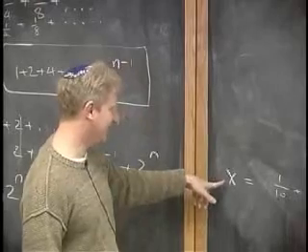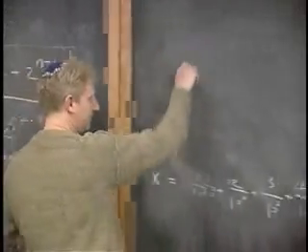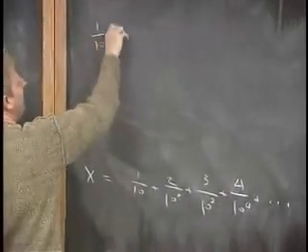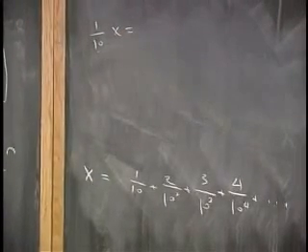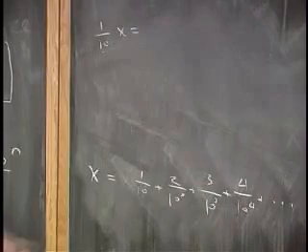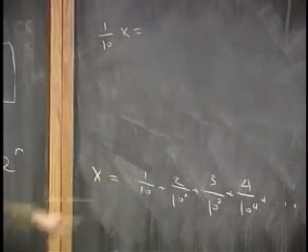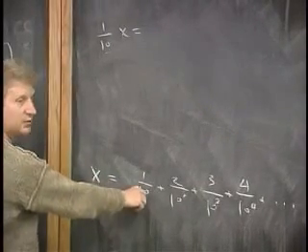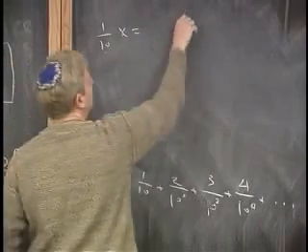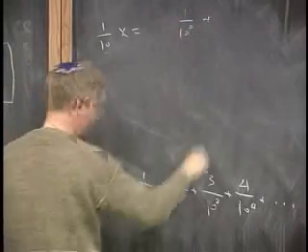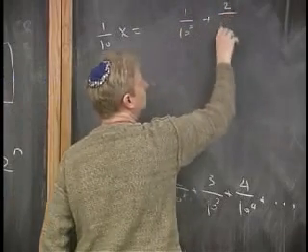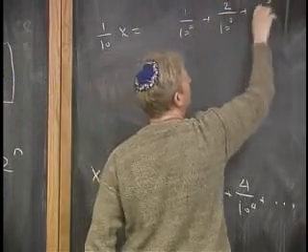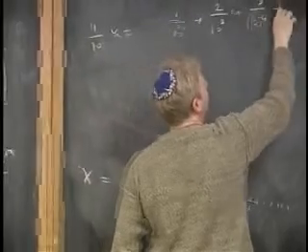All right, let's do this. Same trick as before. 1/10 x. Not because we know it'll work, but because we're just going to try it and see if it works. What happens when you multiply this by 1/10? This piece becomes 1/10 squared, and this piece becomes 2/10 cubed, and this piece becomes 3/10 to the 4th, etc.